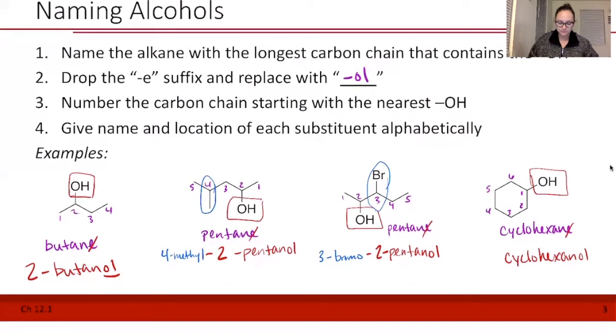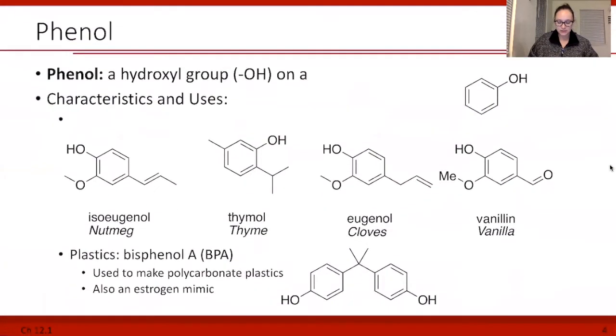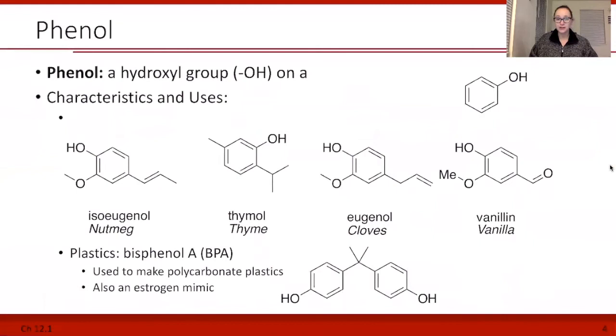Okay. And just as a little continuation, this is more of a review than anything else, but we also have phenols, which are a functional group that is kind of a mix between an aromatic group and a hydroxyl or an alcohol. So a phenol is a hydroxyl group on a benzene ring or an aromatic ring. So it looks like this guy here. That is just called phenol itself.